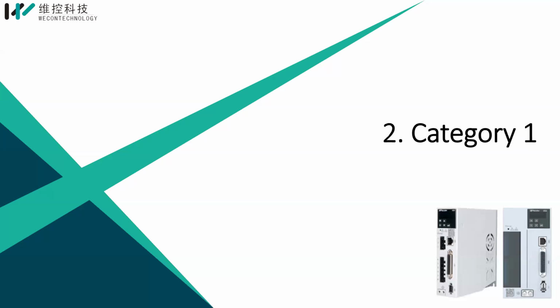Okay, so now we know there are four levels of error and alarm in total. Some of them can be cleared without repower, and some of them will make our motor stop directly when the error or alarm happens. It depends on the error level.